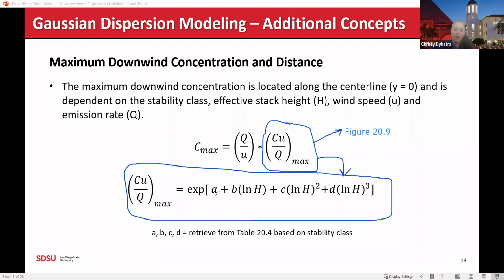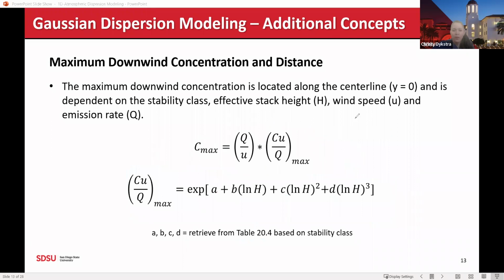Now notice that we have this A, B, C, and D here. This is not the same as the ones that we use for our dispersion coefficients. These are completely different. Don't ask me why they decided to use the exact same variables or notation for this. But these all can be obtained from table 20.4 based on the stability class. So don't be fooled by the two different sets of these variables. One will have an F and one will not, so that can help to differentiate. But just make sure that when you're using this equation, you are using the correct A, B, C, and D, and that you're getting it from 20.4. So very, very important there.